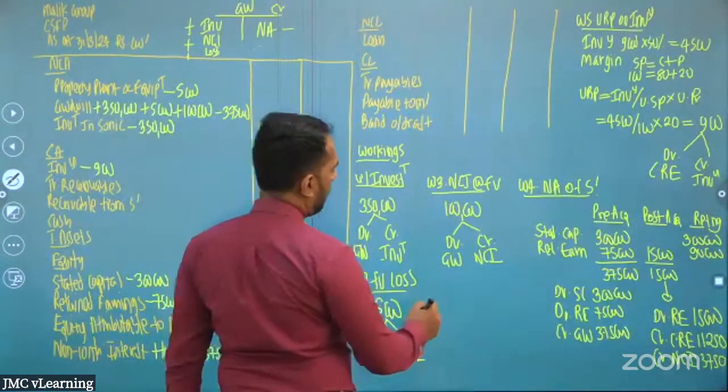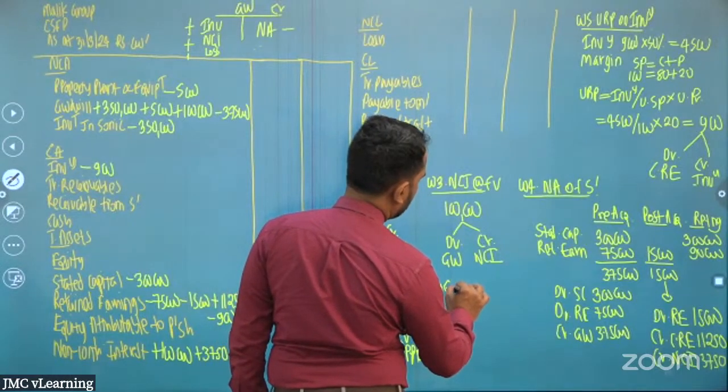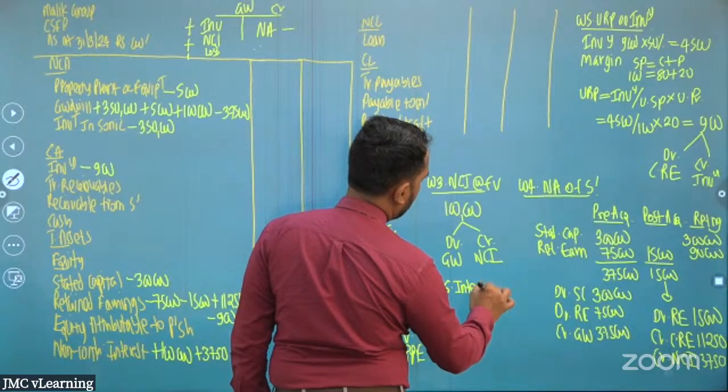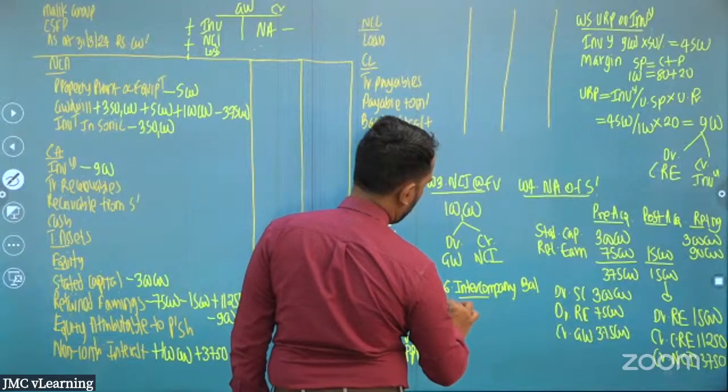Intercompany balances we have to eliminate. Working number, let me put this working number 6. Intercompany balance 40. Just you have to remove.